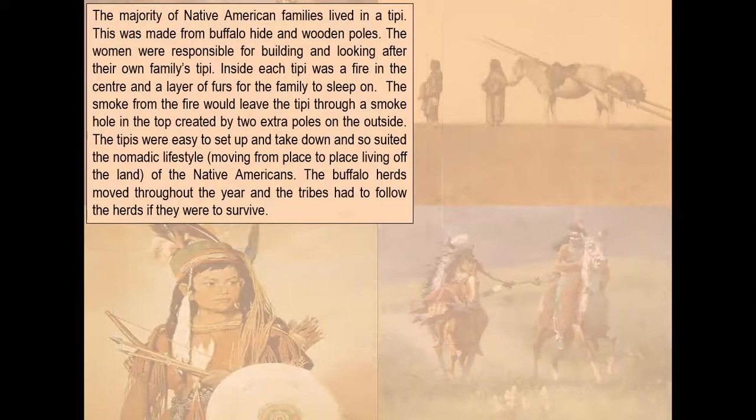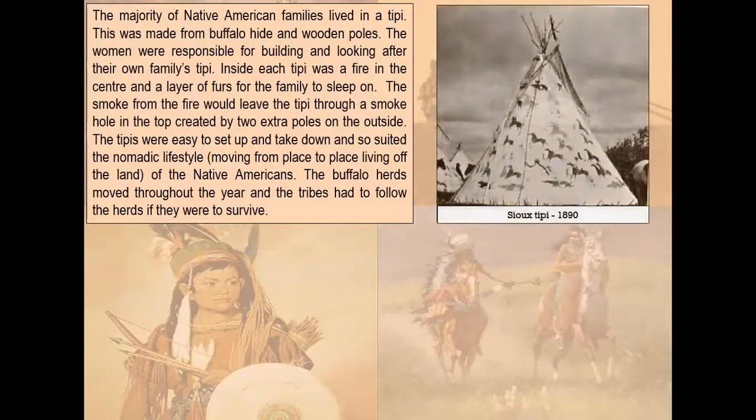Inside each teepee was a fire in the center and a layer of furs for the family to sleep on. The smoke from the fire would leave the teepee through a smoke hole in the top created by 2 extra poles on the outside. The teepees were easy to set up and take down and so suited the nomadic lifestyle, that is, moving from place to place, living off the land, of the Native Americans. The buffalo herds moved throughout the year, more about them later, and the tribes had to follow the herds if they were to survive. The source is the Sioux teepee.